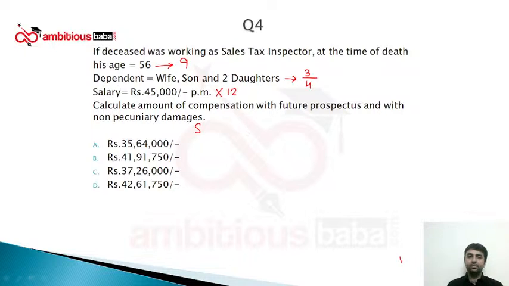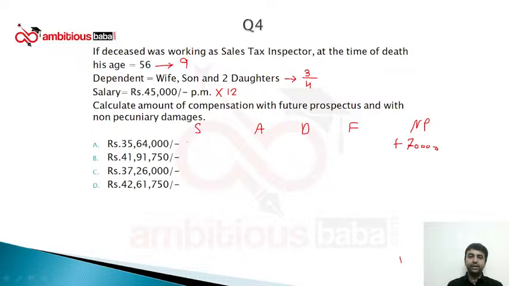S, A, D, F, NP. Okay, let us write NP first so that there is no confusion. He is a married person, so it is flat 70,000. This we have to add, not multiply.